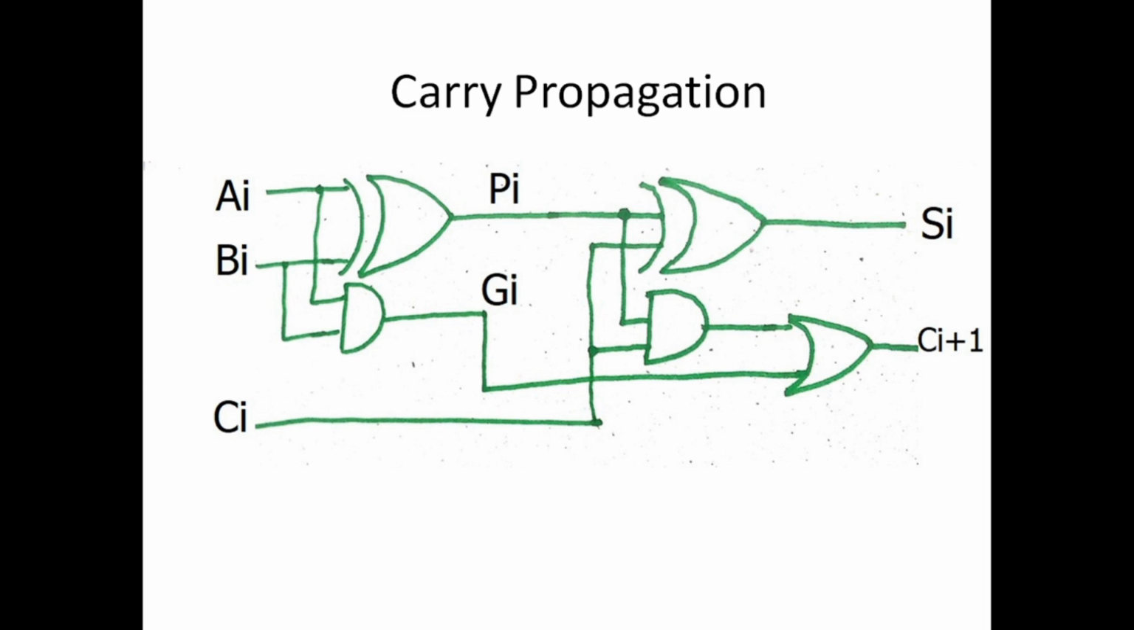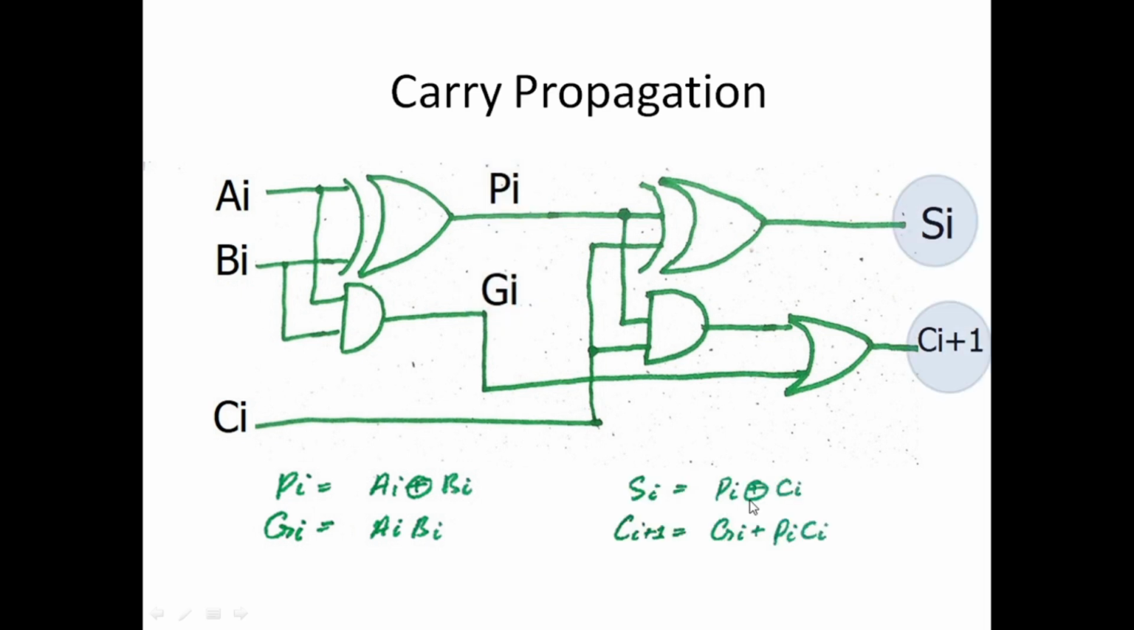Okay, so the Boolean equation of this line, PI, is actually AI exclusive OR BI, which is written here. PI is equal to AI exclusive OR BI. Similarly, GI is equal to AI dot BI. GI is equal to AI and BI. Dot or AND is not represented here, as we already know from Boolean algebra. So these are the Boolean equations of PI and GI.